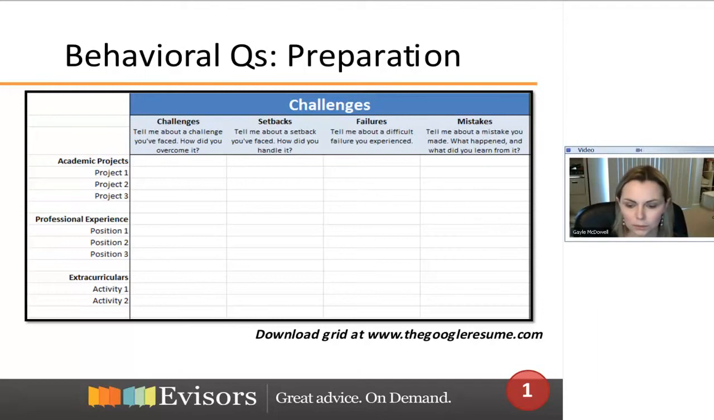And you can download a pretty complete grid of this at thegoogleresume.com. So fill in this grid before your interview and study this. Learning this grid will help you a lot in on-site interviews, but it'll really help you to have it. You can have it in front of you in a phone interview.